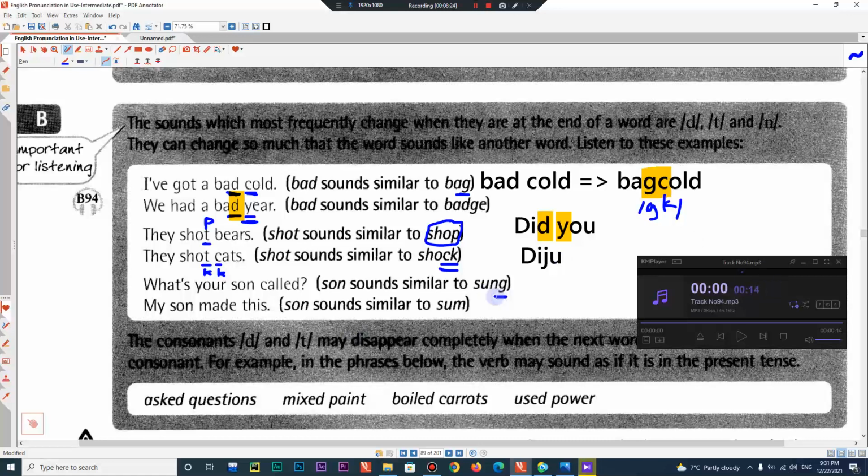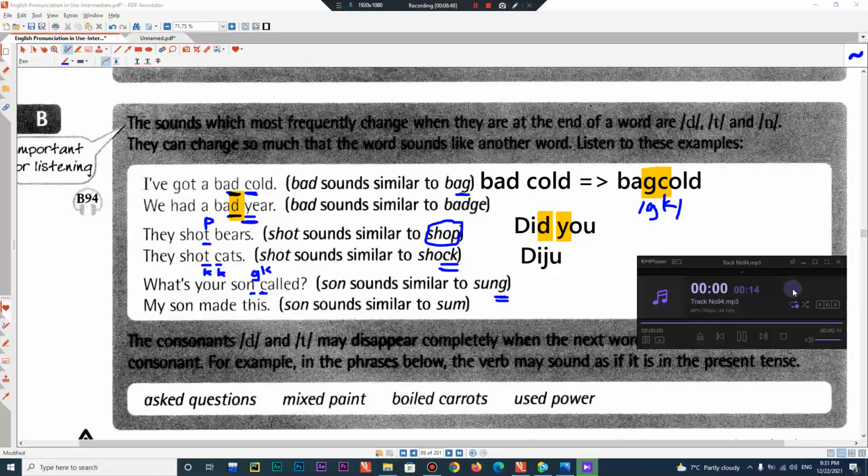Again, here you have the g sound, because a g is closer to k. What's your son called? They shot bears. They shot cats. What's your son called?